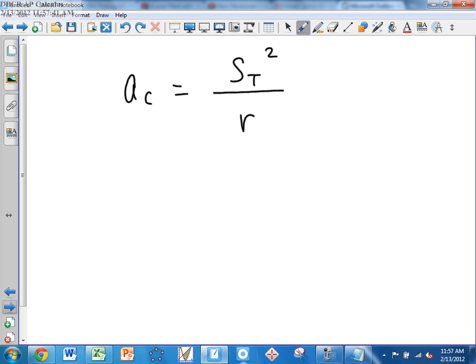Your tangential speed squared over r. Now, we could also write this as follows, if you'd like to. That's the way you see it normally on the right here. What's the T for? Again, tangential.